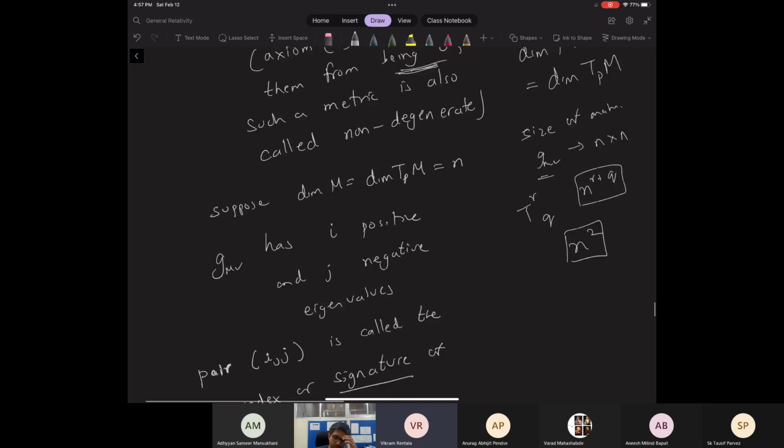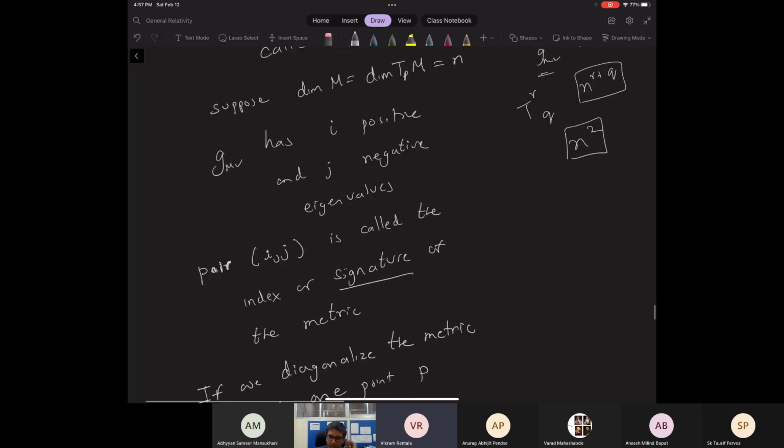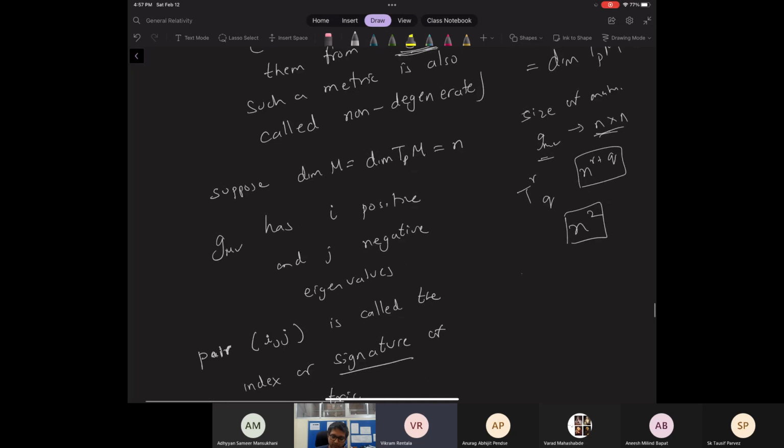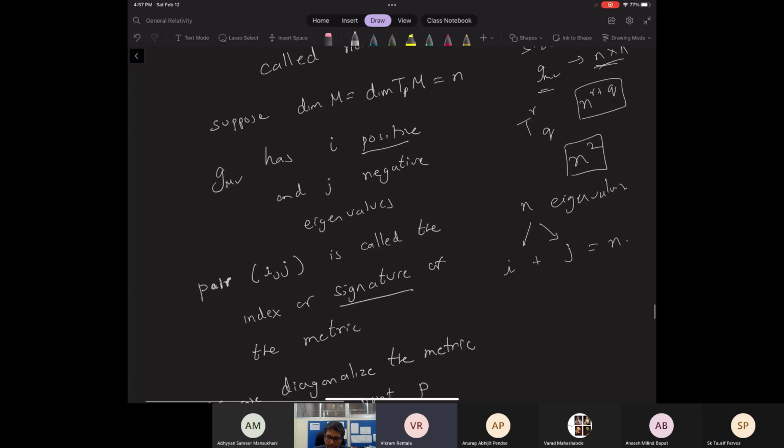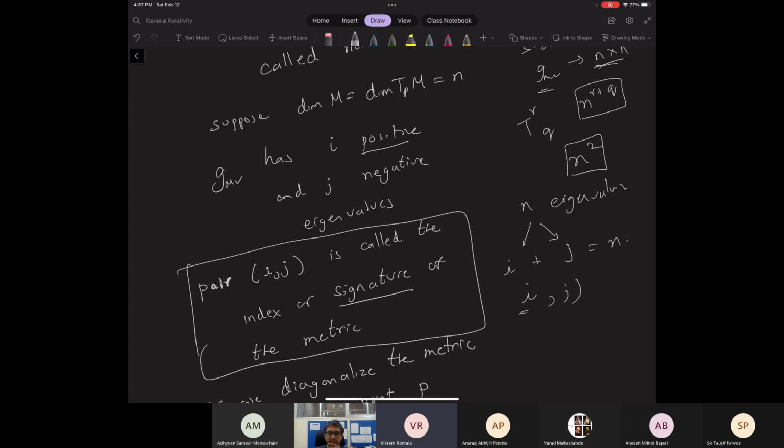Now this g mu nu is n by n, which means it has n eigenvalues. Out of these n eigenvalues, in a general pseudo-Riemannian manifold, i of these will be positive and j of them will be negative, where i plus j is equal to n. So i of them will be positive, j of them will be negative. Now this pair, the number of positive eigenvalues and the number of negative eigenvalues, is called the index or the signature of the metric.